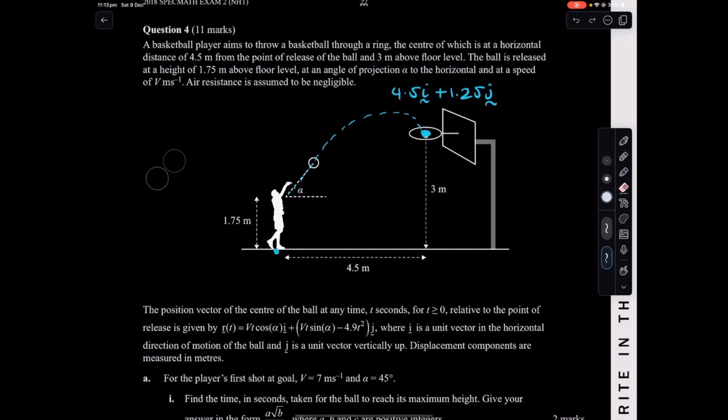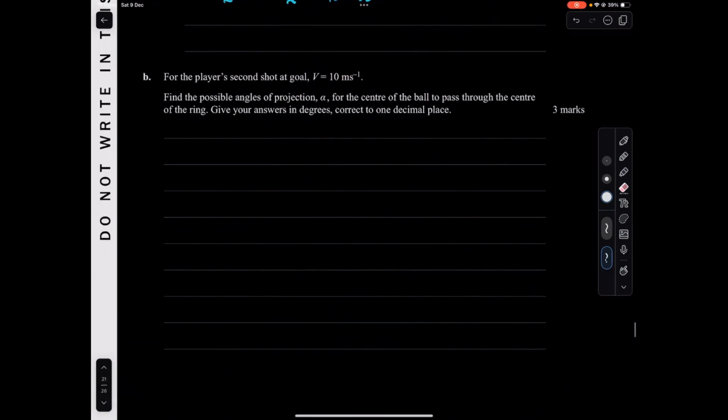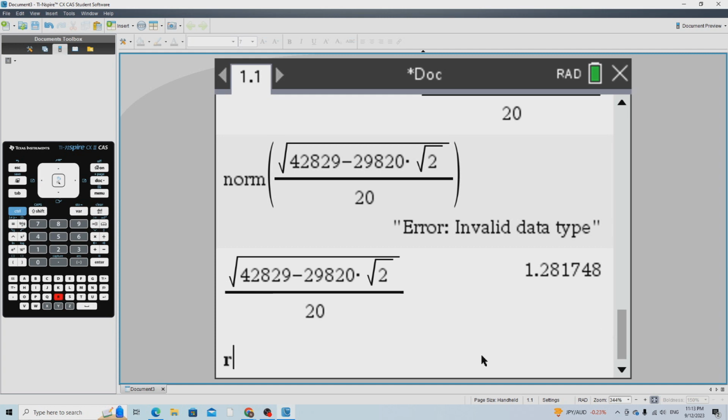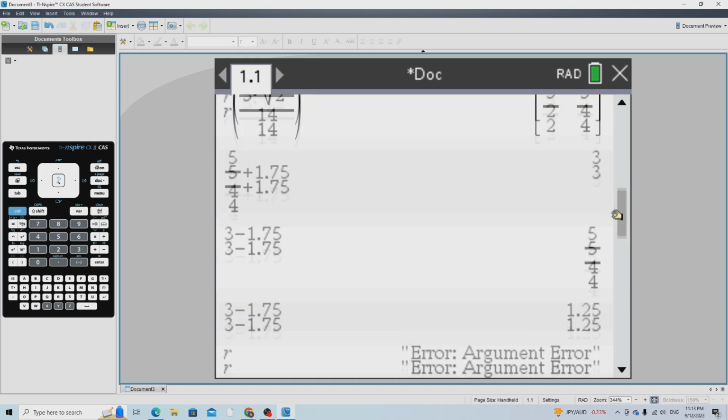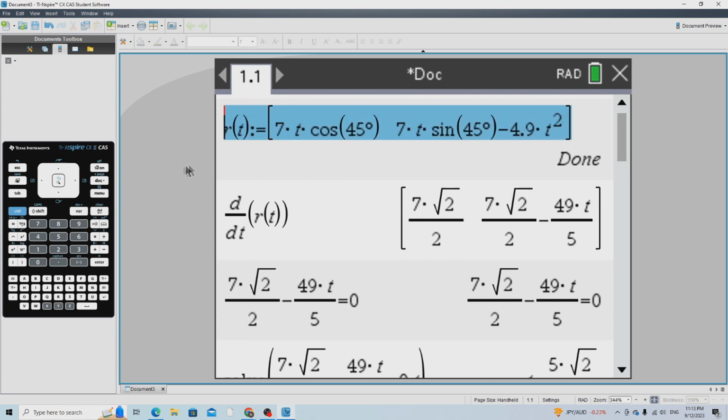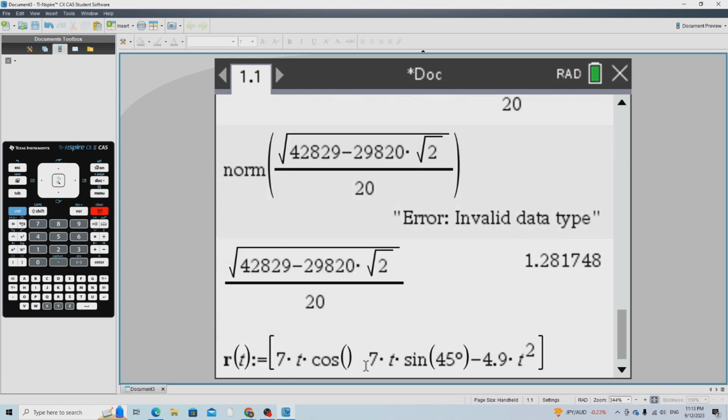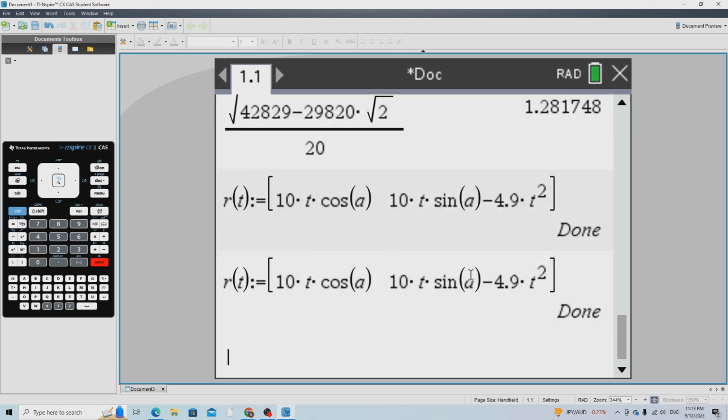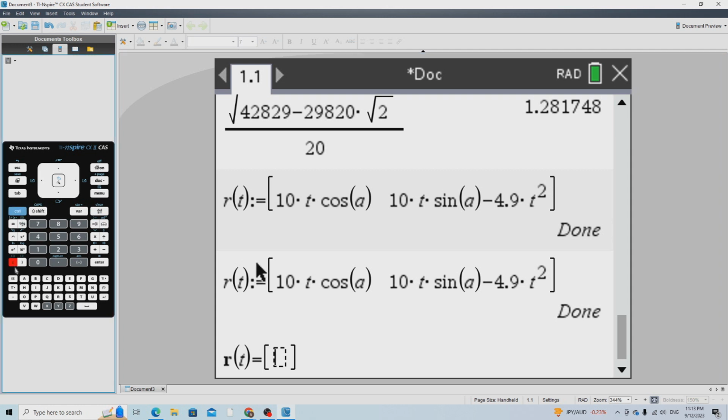If we use our CAS here, let's just try to do this. First, let's redefine r of t. R of t is this expression. Now, let's call the angle A, because we don't know the angle, and the velocity is 10 for both of them. Great. So this is our new path. So we know that r of t must equal 4.5, 1.25. That's what we said.